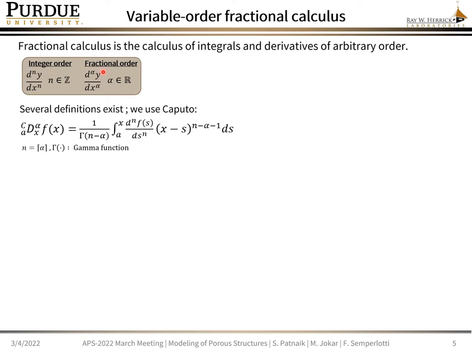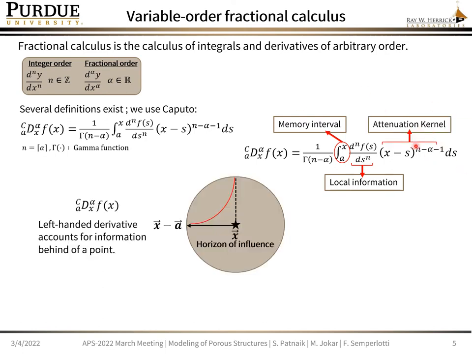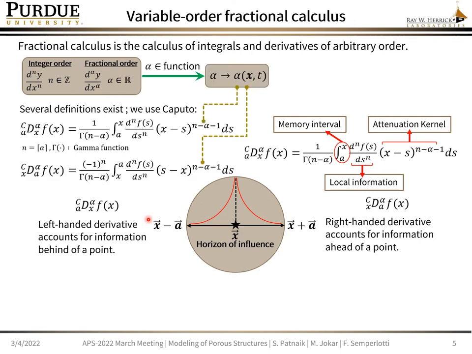So if we zoom into this definition, we can see that fractional derivatives contain the convolution of a local information over a memory interval with an attenuation kernel. So left-handed derivatives basically capture the information which lies behind a point, and right-handed derivatives will capture the information which lies ahead of the point.